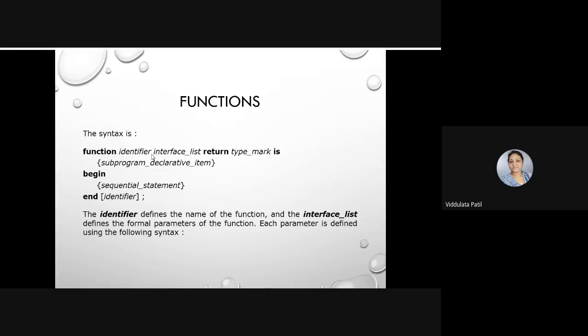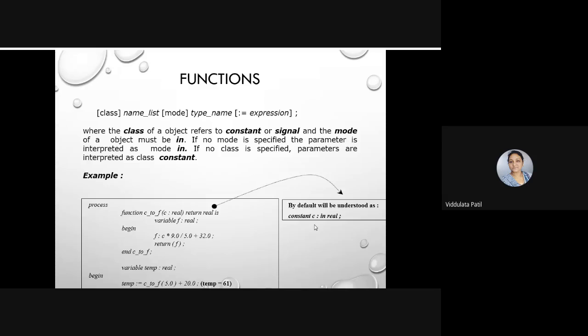Okay, so the identifier defines the name of the function, and the interface list defines the formal parameters of the function. So whatever parameters are present in this function will be declared with this interface list. Each parameter is defined using the syntax which will be followed in the next slide. So it is class, that means the class of the object which could be a constant or signal, then name list, then mode of that class, and then type name, and then expression.